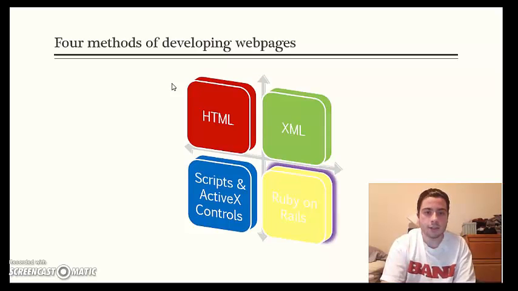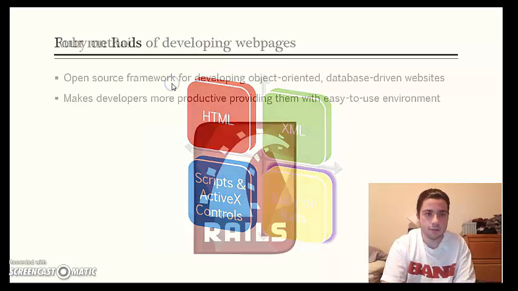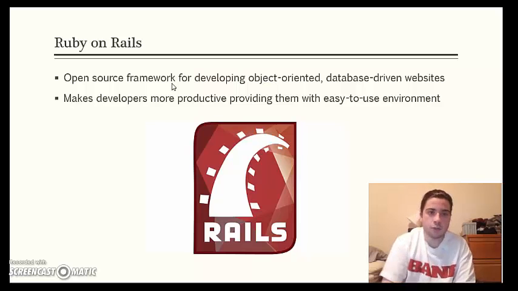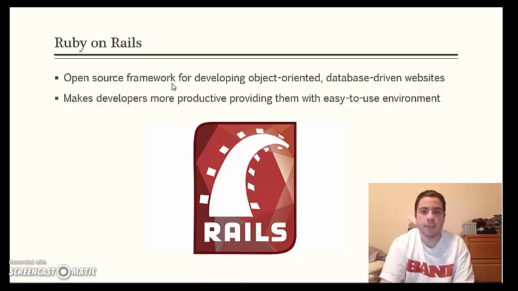Alright, and last, we're going to talk about Ruby on Rails. Ruby on Rails is an open source framework for developing object-oriented database-driven websites. Ruby on Rails makes developers more productive, providing them with an easy-to-use environment and cutting down on time spent in development.